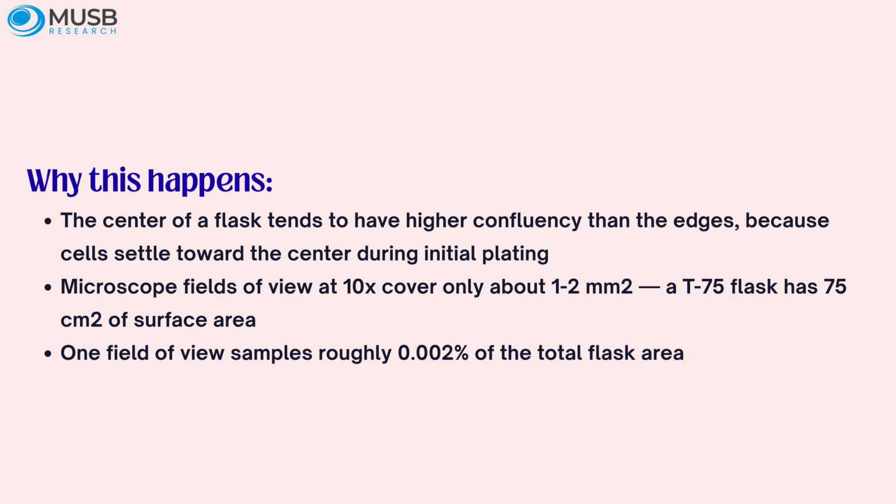Why does this happen? The center of a flask tends to have higher confluency than the edges, because cells settle toward the center during initial plating. Microscope fields of view at 10x cover only about 1 to 2 square millimeters. A T75 flask has 75 square centimeters of surface area. One field of view samples roughly 0.002% of the total flask area.